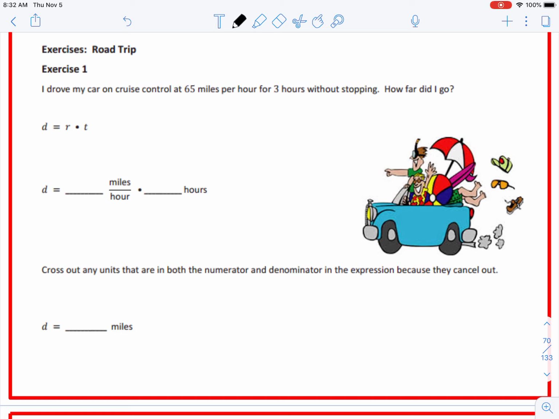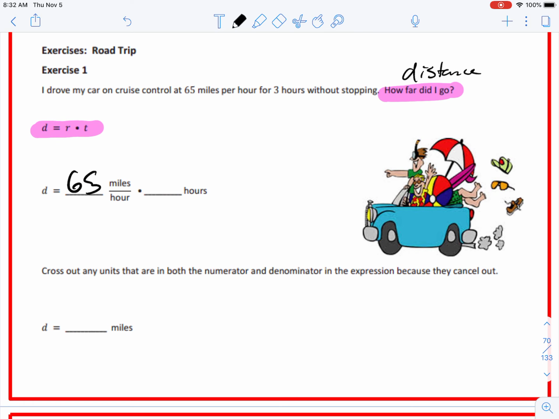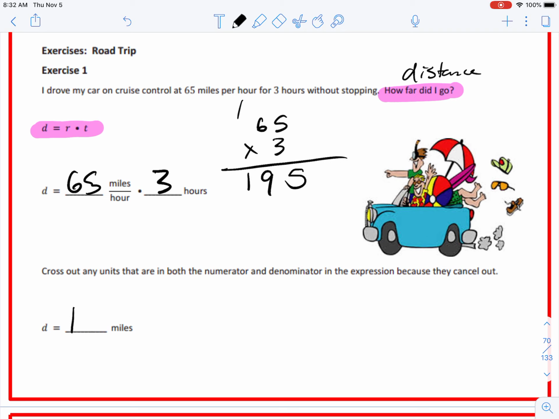Are we looking for distance or are we looking for rate in this situation? Well, it's asking us how far did I go, so it's asking for distance. So we have to use this formula here. So D equals 65 miles per hour times 3 hours. When we multiply this, 65 times 3, 5 times 3 is 15, 3 times 6 is 18, plus 1 is 19, and we get D equals 195 hours. Okay?